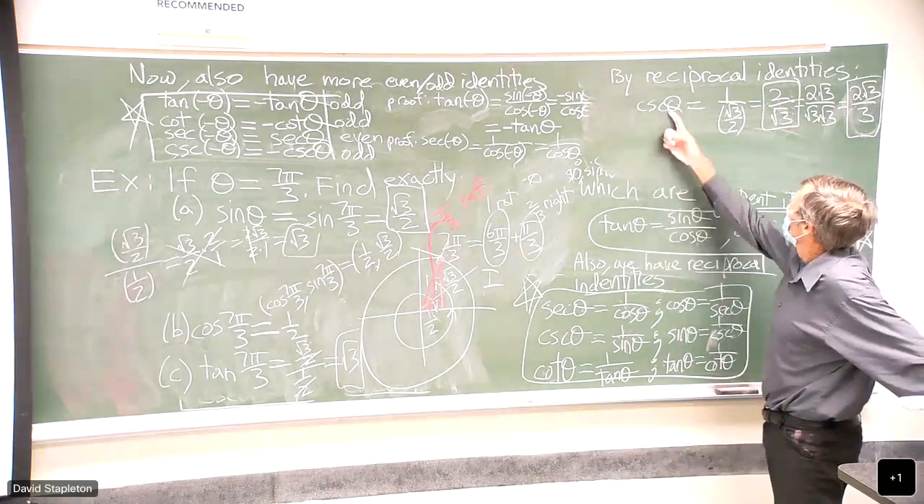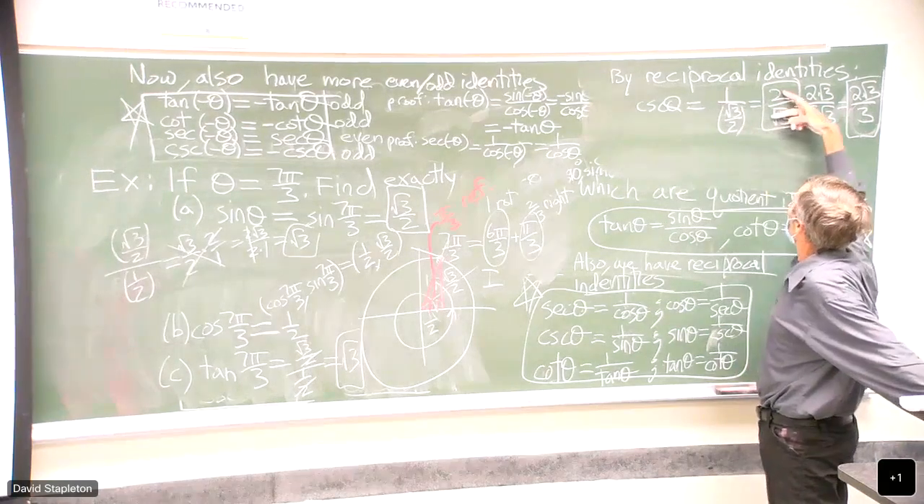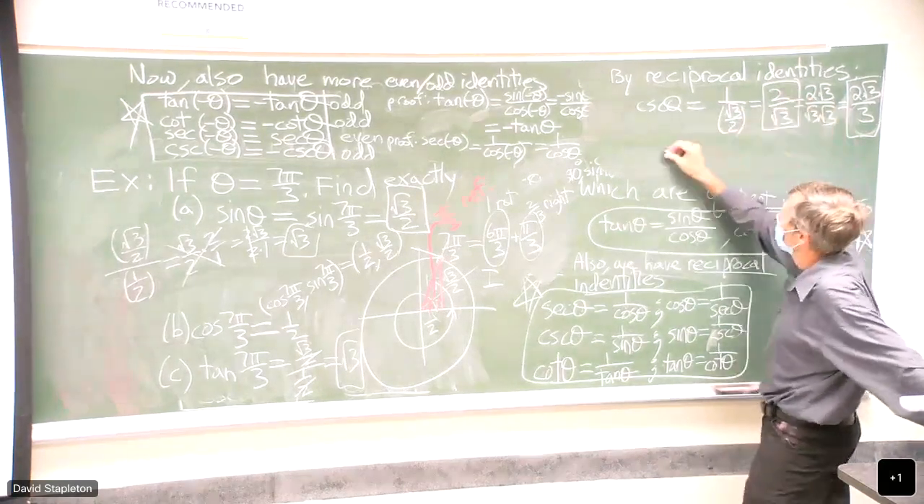All right. So cosecant is just 1 over the sine. You flip the sine upside down, right? Instead of square root 3/2, you get 2 over square root 3.